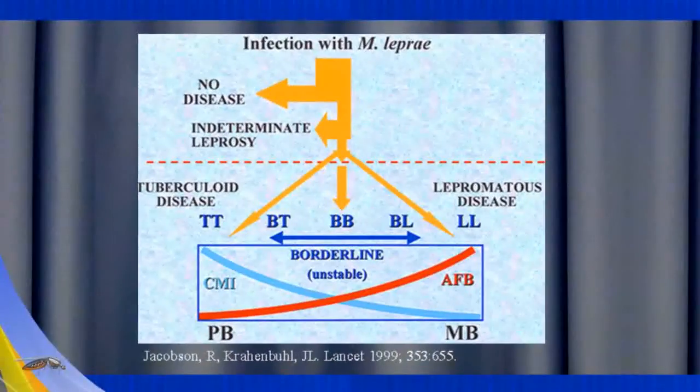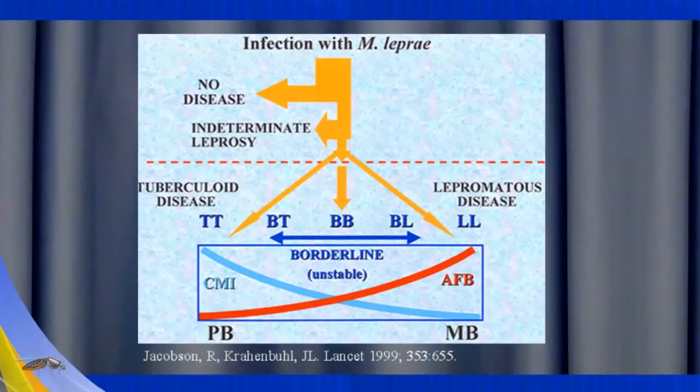Leprosy represents a spectrum of disease, ranging from tuberculoid disease, TT, on the left hand of the diagram, and lepromatous disease, LL, on the right. On the left, tuberculoid leprosy is found in patients with a robust immune response and very few organisms. These patients may have only 1 to 3 lesions with central hypopigmentation and hypoesthesia.